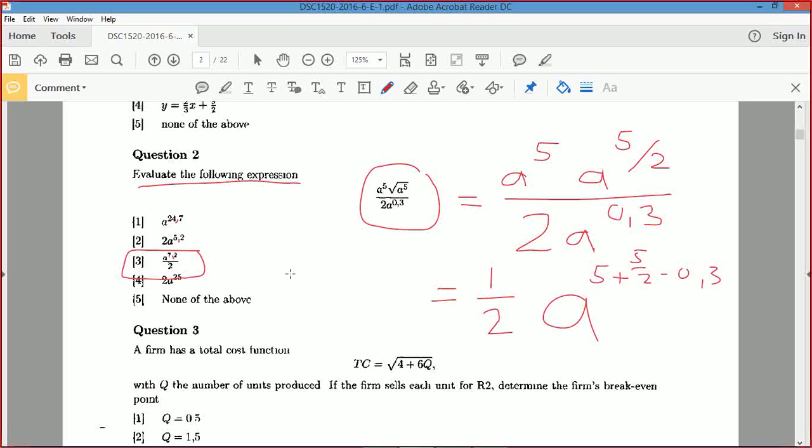Is that an a? Sorry, I can't make it out on the exam paper. Yes, it's a to the power 7.2 over 2, which is what we've got here, because we've got a half, so I can just write it like this: a to the 7.2 over 2. That's number 2.